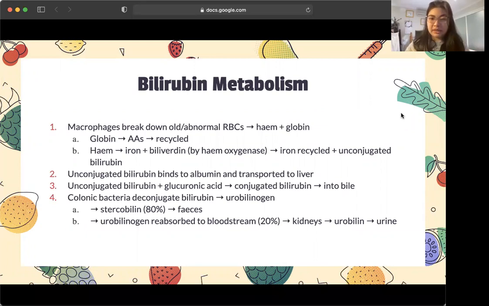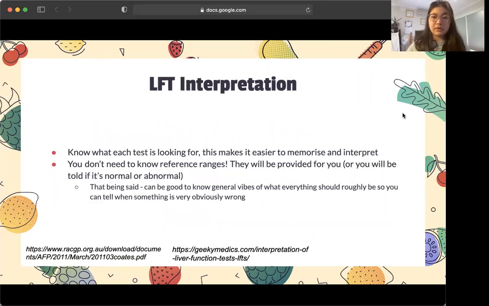80% of urobilinogen will become stercobilin, which is excreted in the poo, and that's what makes the poo brown. 20% of the urobilinogen will stay as urobilinogen and be reabsorbed into the bloodstream, find its way to the kidneys, where the kidneys convert it to urobilin and excrete it in urine. So that's the pathway to understand, and this becomes important when we want to talk about jaundice.